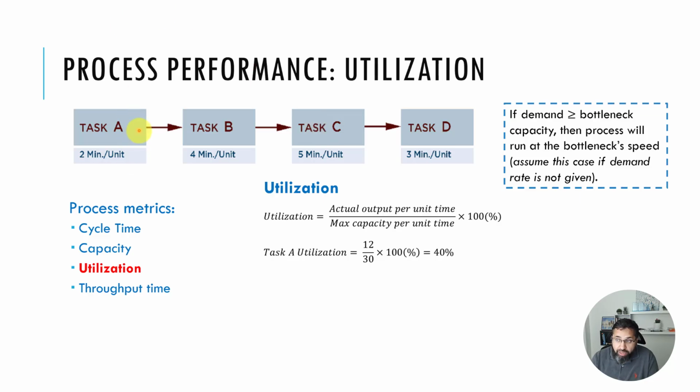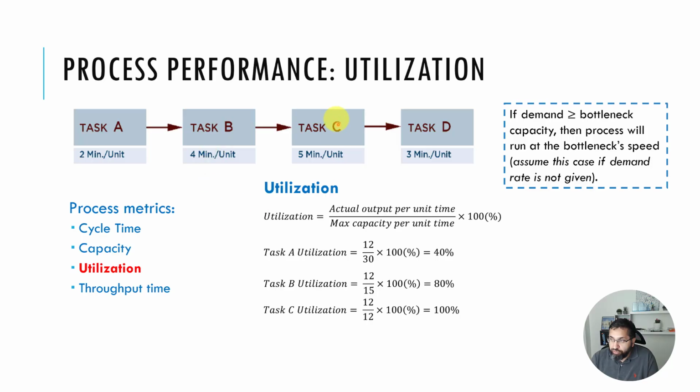And because of blocking, task A can't go faster than 12 units per hour. If it did, it would just build up inventory, and eventually it would have to stop. And the capacity of task A was 30, so 12 over 30 is 40%. Task B's utilization, again, task B is going to be blocked by task C, so it can't go faster than 12 units per hour. And it could have gone up to 15 units per hour because the cycle time is 4 minutes. So 12 over 15, or 80%, is the utilization of task B.